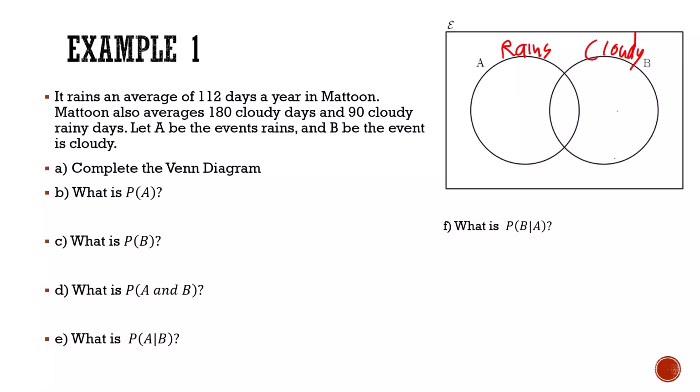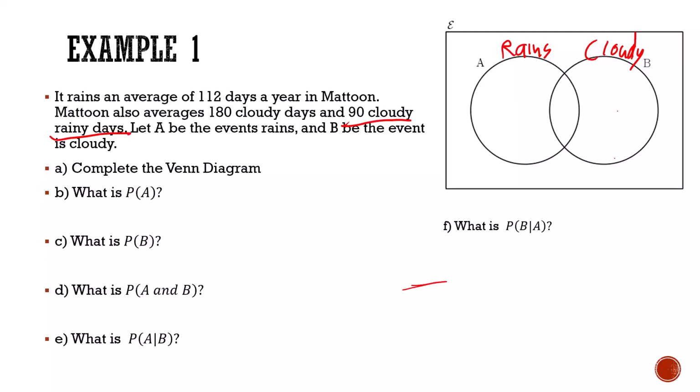Let's just kind of put the number of days, right? Read this. It rains an average of 112 days a year in Mattoon. It also averages 180 cloudy days and 90 cloudy rainy days. Let A be the event that it rains and B be the event cloudy, right? So let's look at this diagram. This 90 days that are both cloudy and rainy, where does that 90 go?